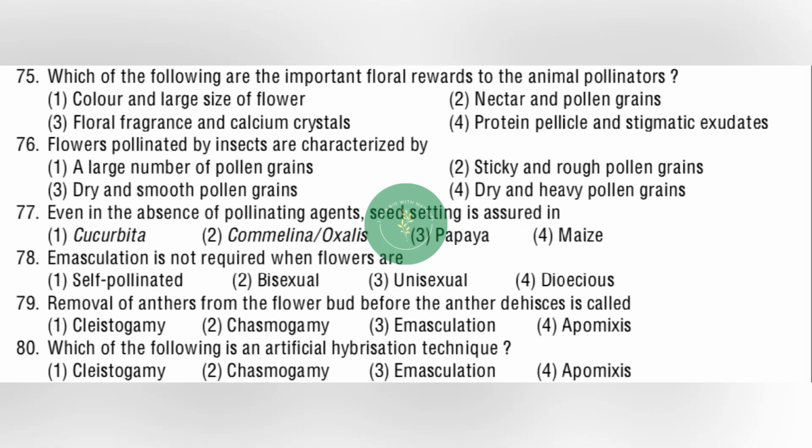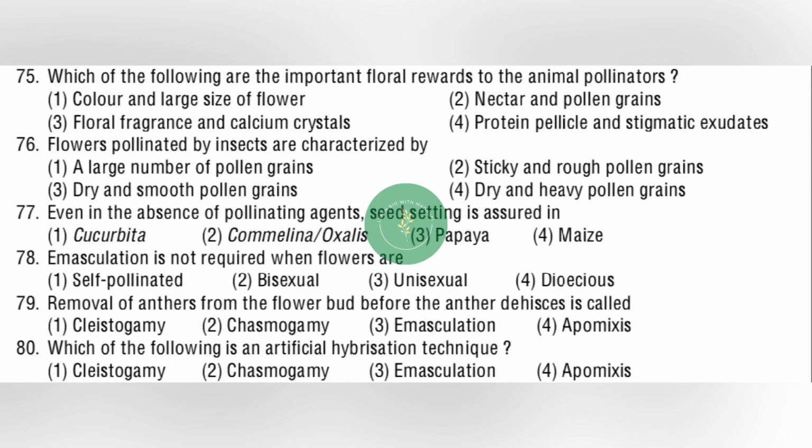Question number 75. Which of the following are the important floral rewards to the animal pollinators? And it's option 2, nectar and pollen grains. Question number 76. Flowers pollinated by insects are characterized by option number 2, sticky and rough pollen grains. Question number 77. Even in the absence of pollinating agents, seed setting is assured in option number 2, Commelina or Oxalis.